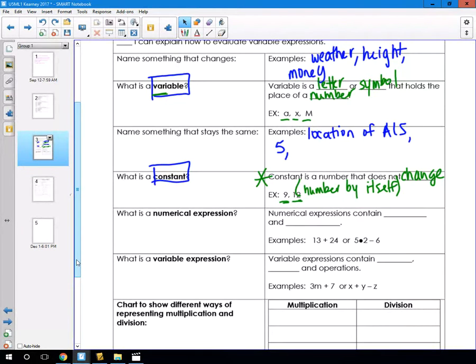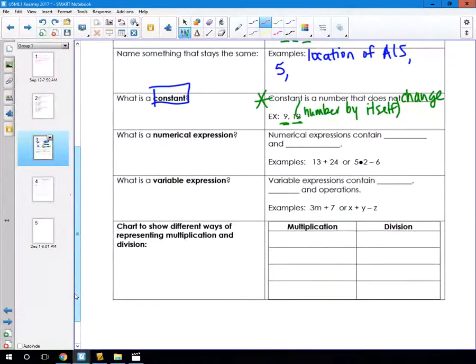Now if we were to put some of these things together, we'd have different expressions. There are 2 types of expressions that you may see, a numerical expression and a variable expression. When you hear the word numerical expression, what word comes to mind? It sounds like number, doesn't it? And that's exactly what it is. A numerical expression contains numbers and operations.